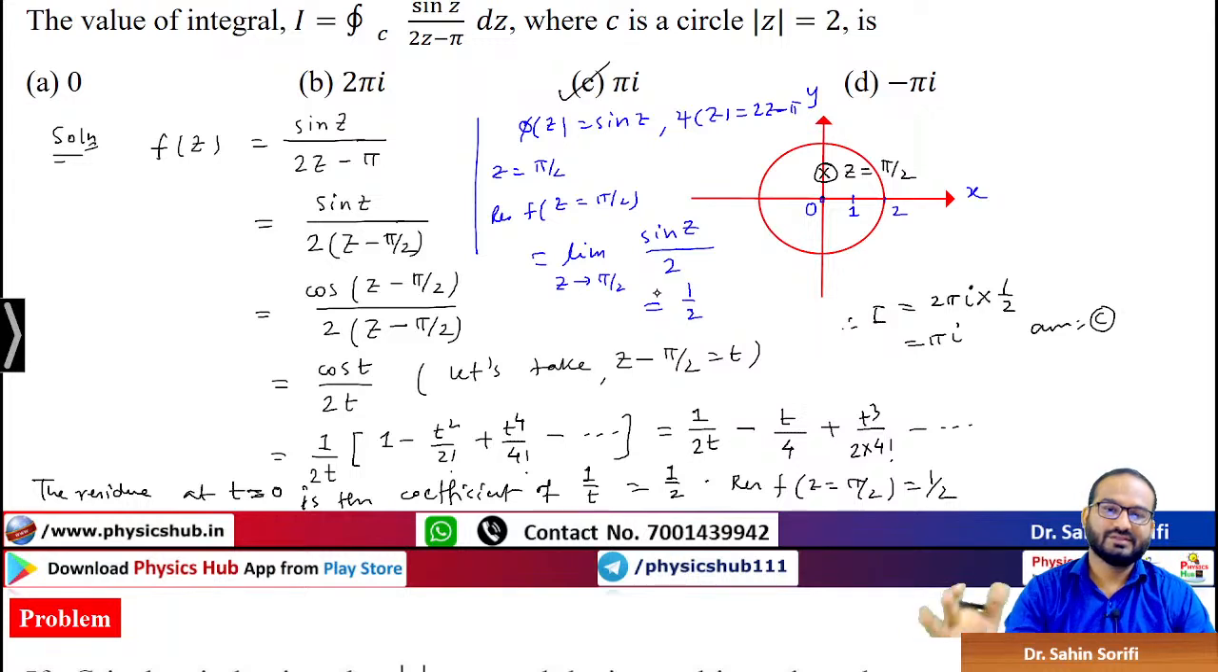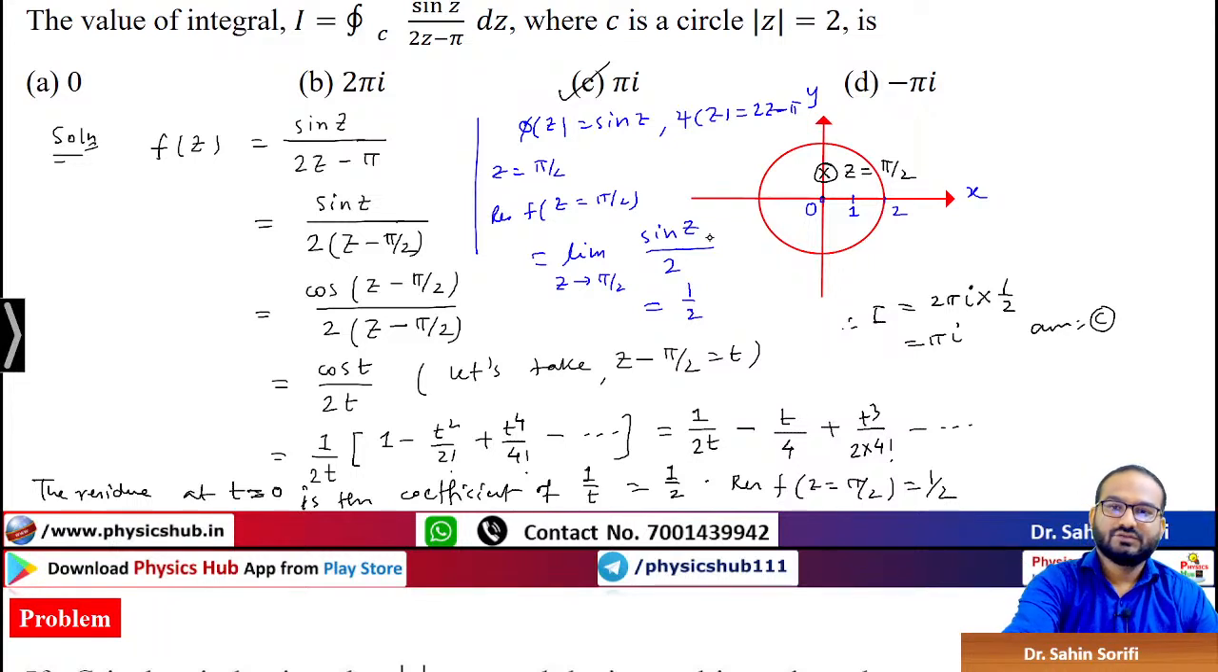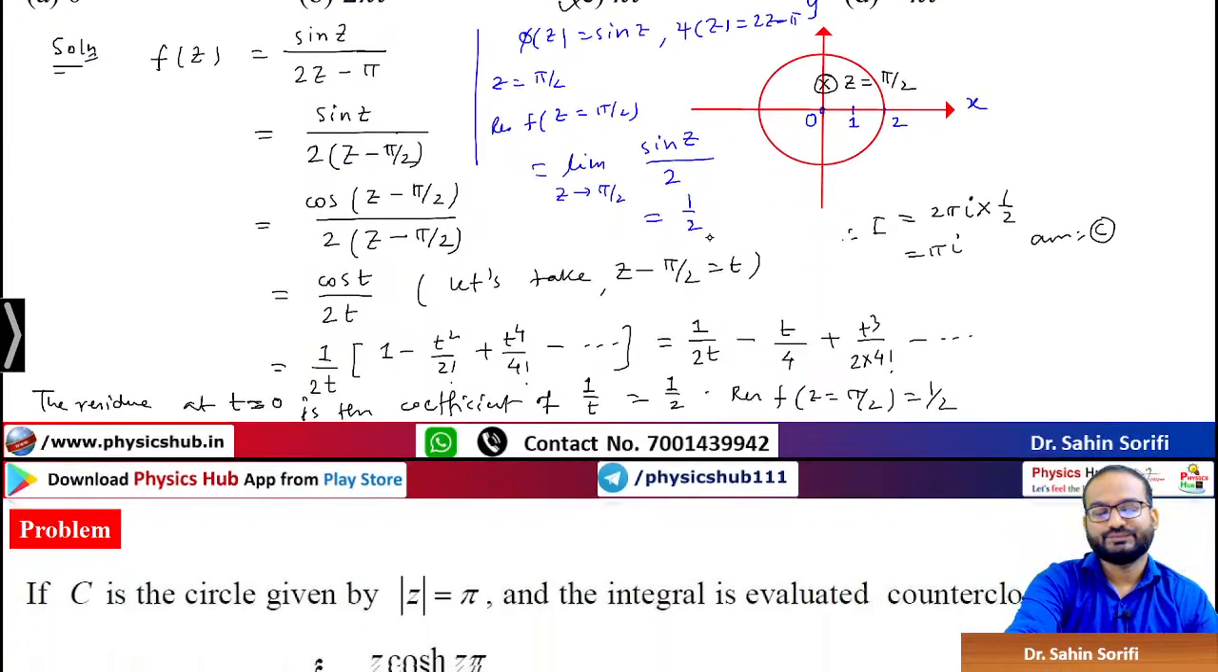So both the processes are there. You can choose as per your convenience. Most of the time we prefer to do the differential, that is very straightforward, but this expansion sometimes may be a shorter solution or easier solution. So I think you are quite aware of both the techniques now.